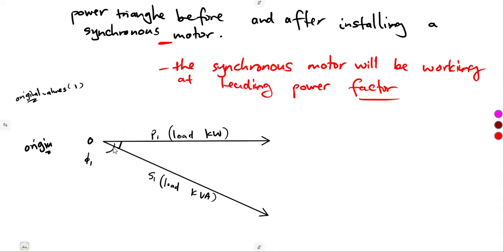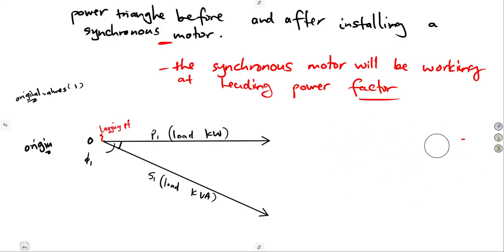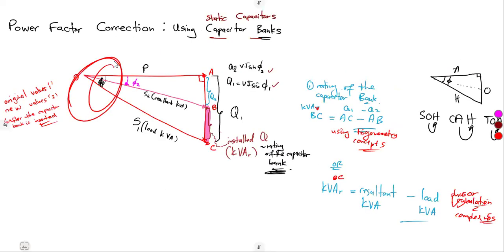Remember, whenever we're talking about this one, it is lagging. Normally, we'll be having our load at a lagging power factor. So this part that we are seeing here is of the lagging power factor. We talked about this before. In this region, we are going to be concentrating on negative angles. That is for a lagging power factor, just like what we had here.